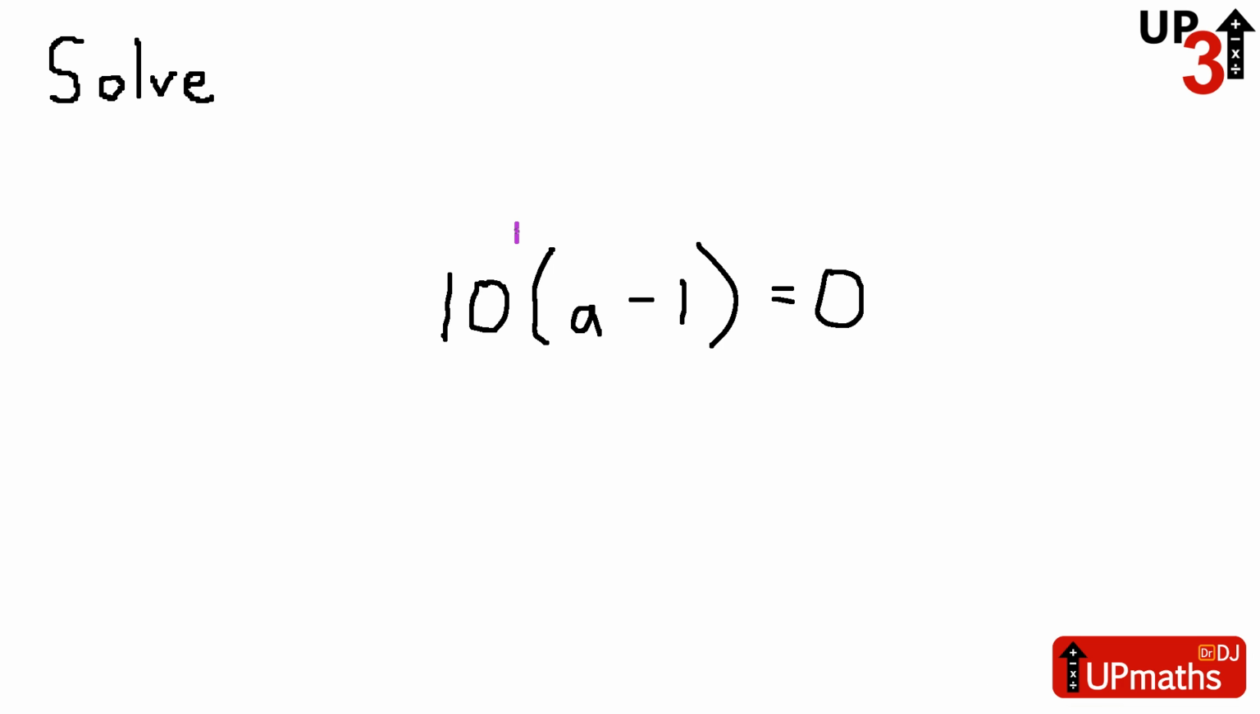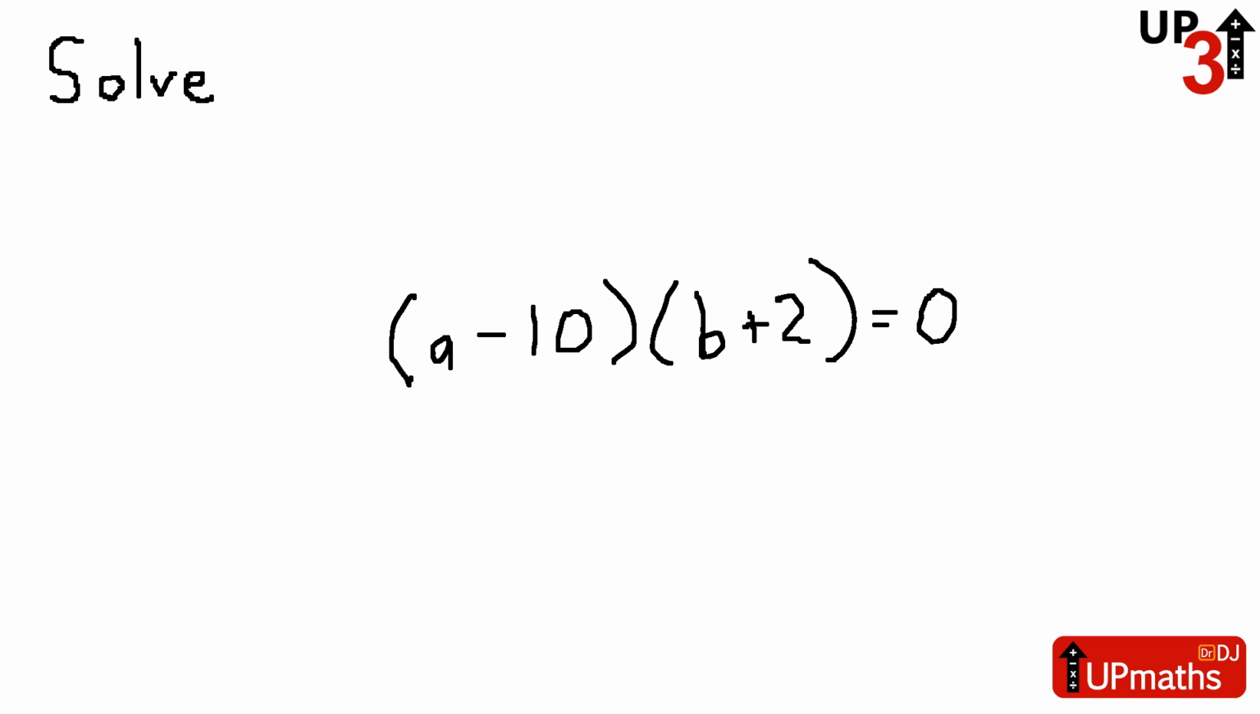Let's do another one. Wait a sec, that's 10, so we can ignore that. So that means that a equals 1. Oh, okay. That's the only way we can make the answer 0. What about this one?